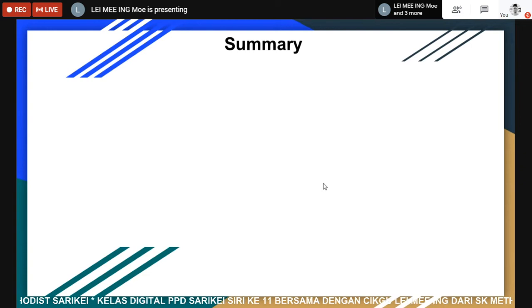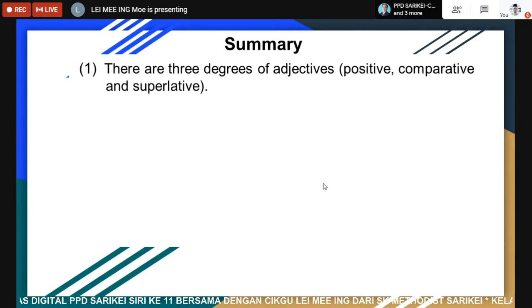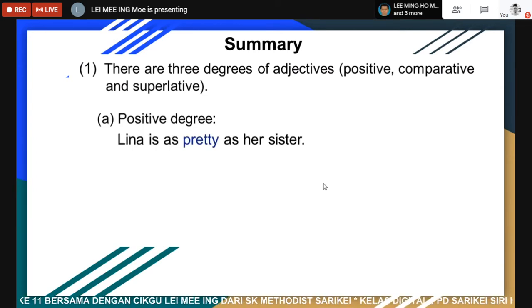Now, as the summary for today's lesson. There are 3 degrees of adjective. There are the positive, comparative, and superlative. For positive degree, normally we can see as and as in our sentence. For example, Lina is as pretty as her sister.